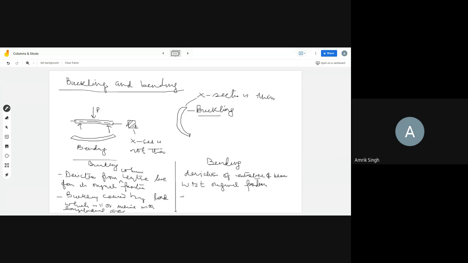And here the bending is caused by the load in the lateral direction. Bending is caused due to lateral load. Okay.